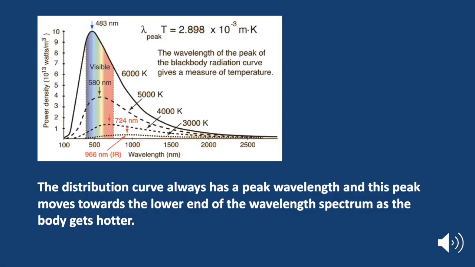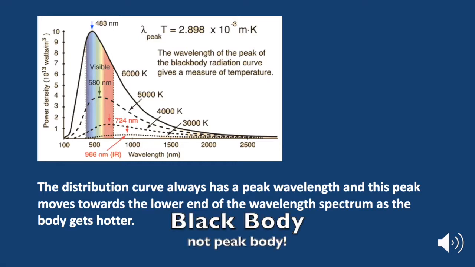In this image, we see the curves for a black body at 4 different temperatures. The distribution of the curve always has a peak wavelength, and this peak moves towards the lower end of the wavelength spectrum as the body gets hotter.